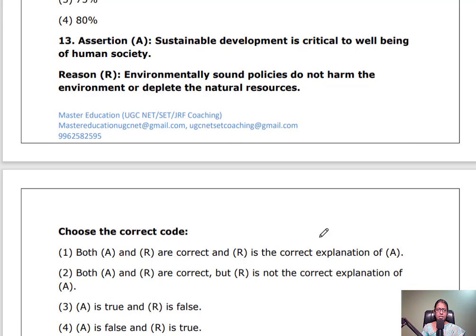The next question, assertion: sustainable development is critical to the well-being of human society. Yes. And reason: environmentally sound policies do not harm the environment or deplete the natural resources. Yes, but this is not giving the correct explanation to this. So both A and R are correct, but R is not the correct explanation of A.